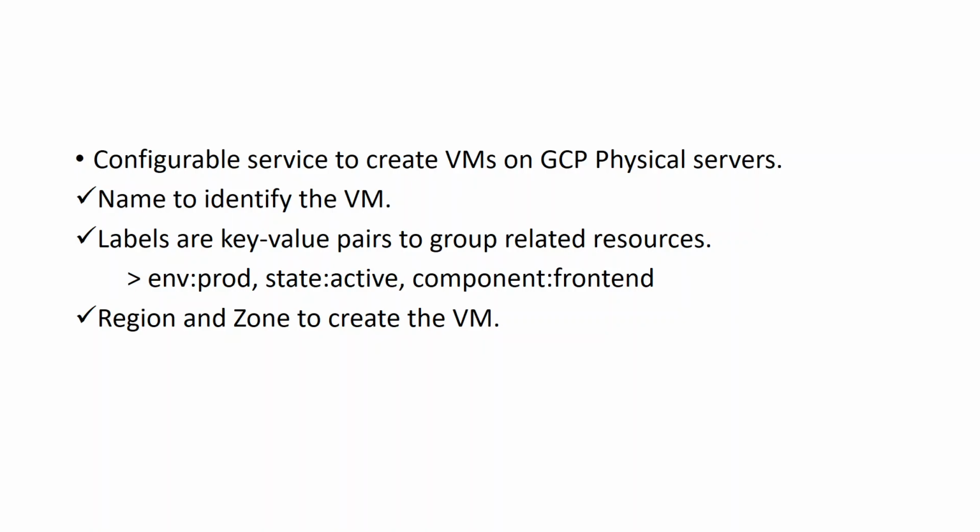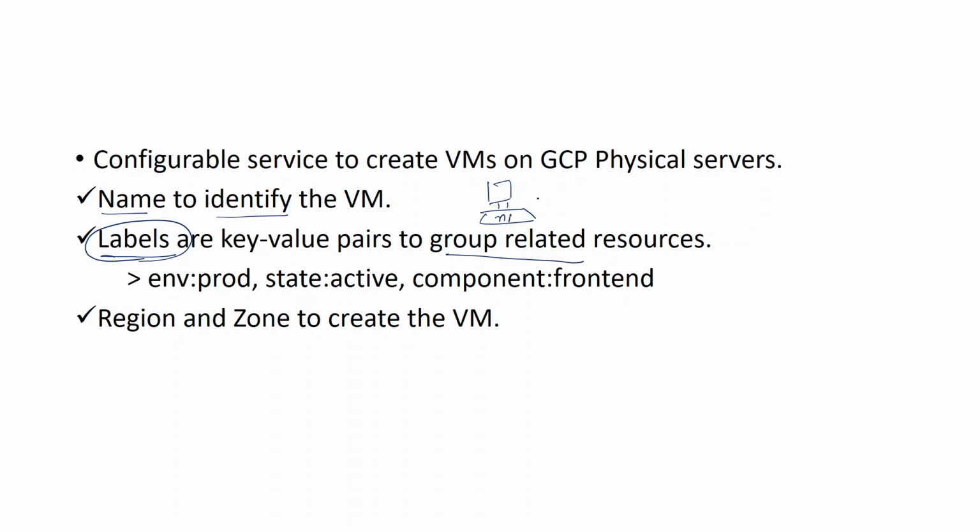Now the next important thing is the label. As I have told you, a name is used to identify the entity. Labels are used to group related entities. Now what is the difference between these two? The difference is that when we create a VM, we give a name to it. So each VM will have its name associated with it.